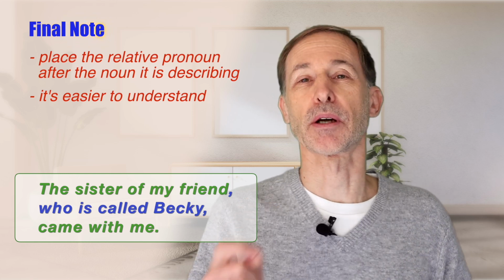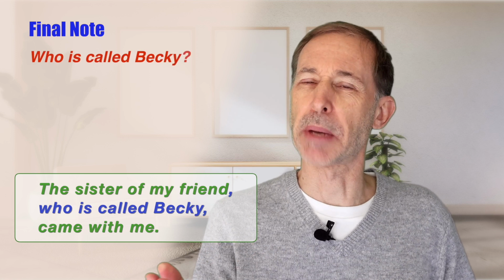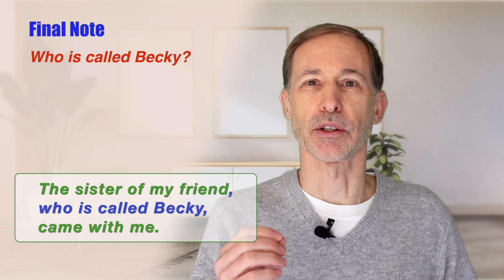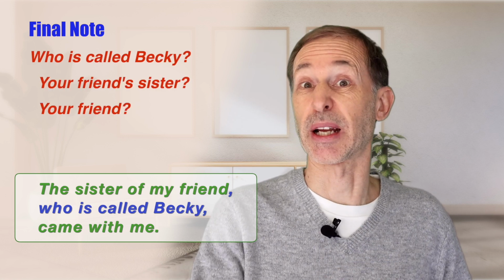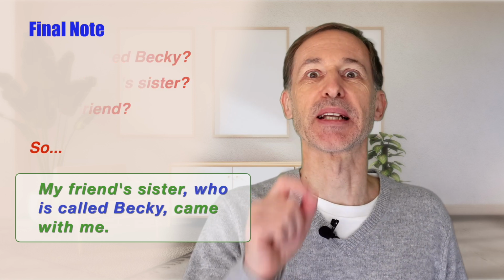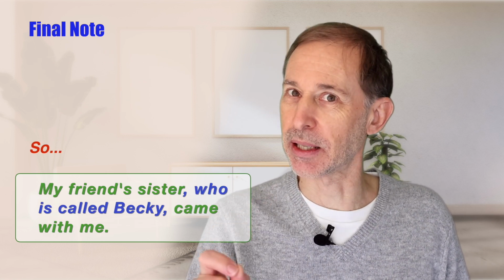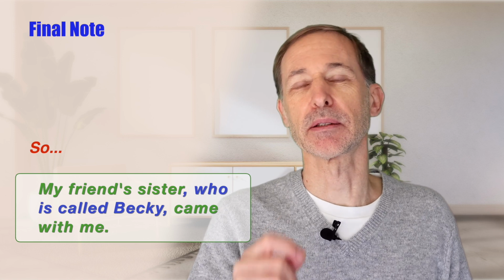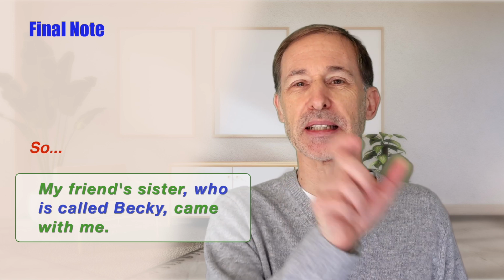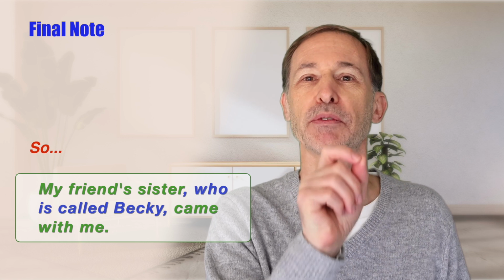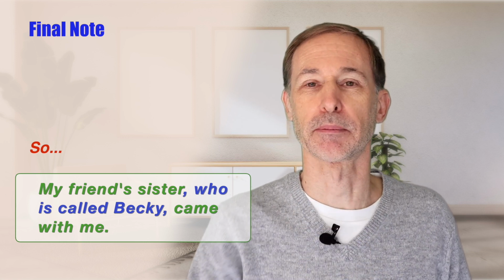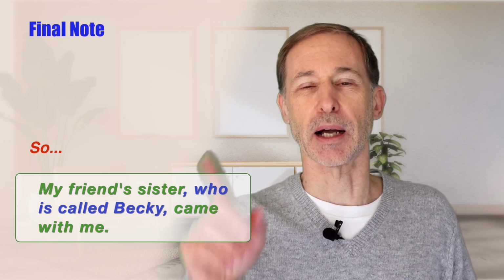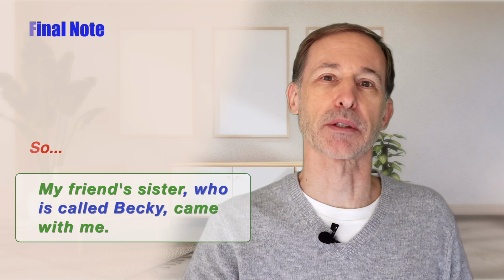In this sentence, it's not totally clear. Who is Becky? Is it your friend's sister or is it your friend? So we could say, my friend's sister, who is called Becky, came with me. This time it's totally clear. So sister, we're describing sister. It comes before the relative pronoun. Or rather, the relative pronoun goes after the noun we want to describe.